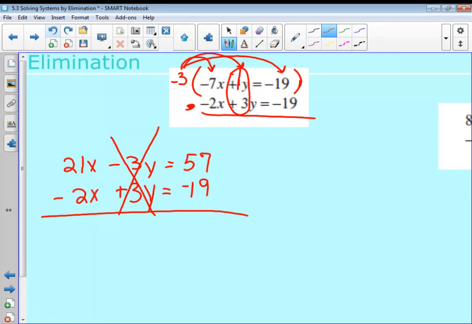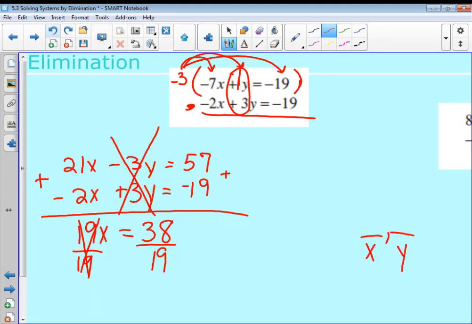So 21 plus a -2x is going to give me, or 21 minus 2, 19x, equals 57 minus 19, or plus a -19, is going to give me 38. Now we'll work to get x by itself, so divide by 19 to get x by itself. 38 divided by 19 is going to give me 2. So I just found out in my xy combination that my x equals 2.